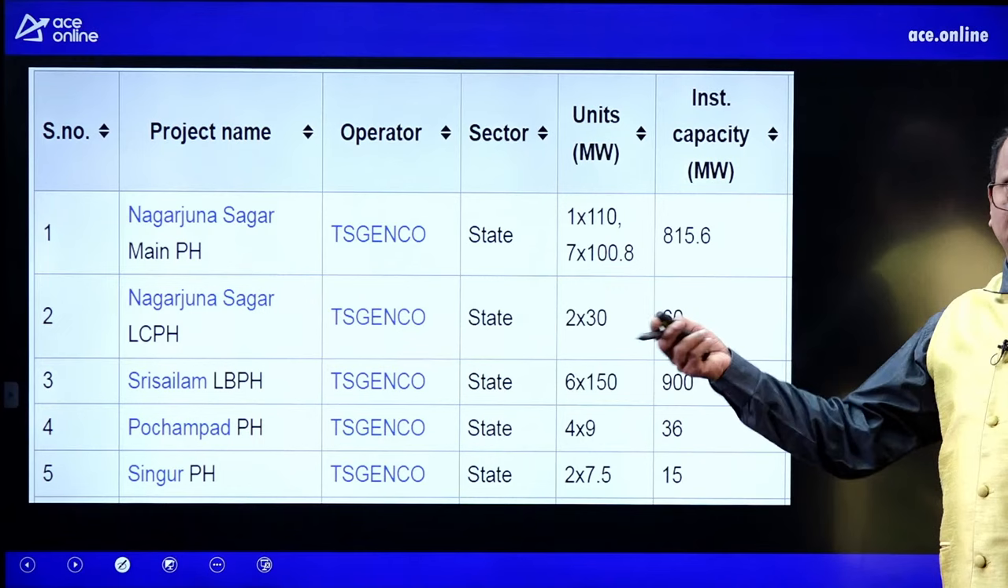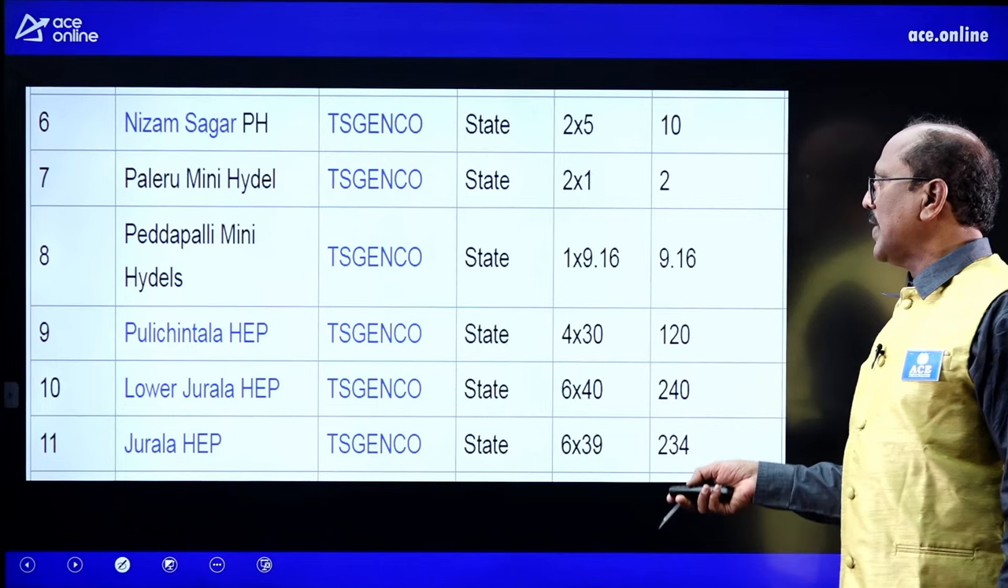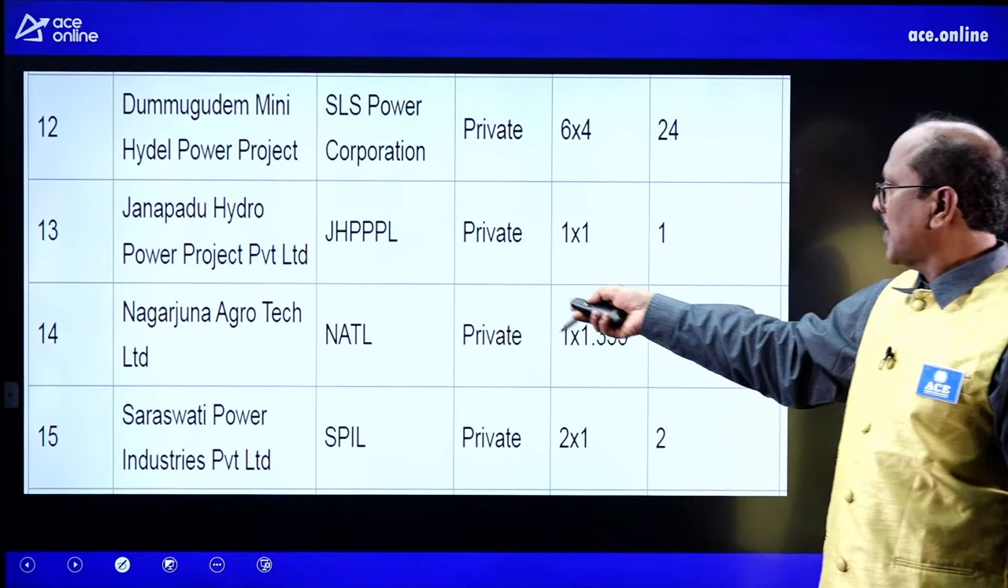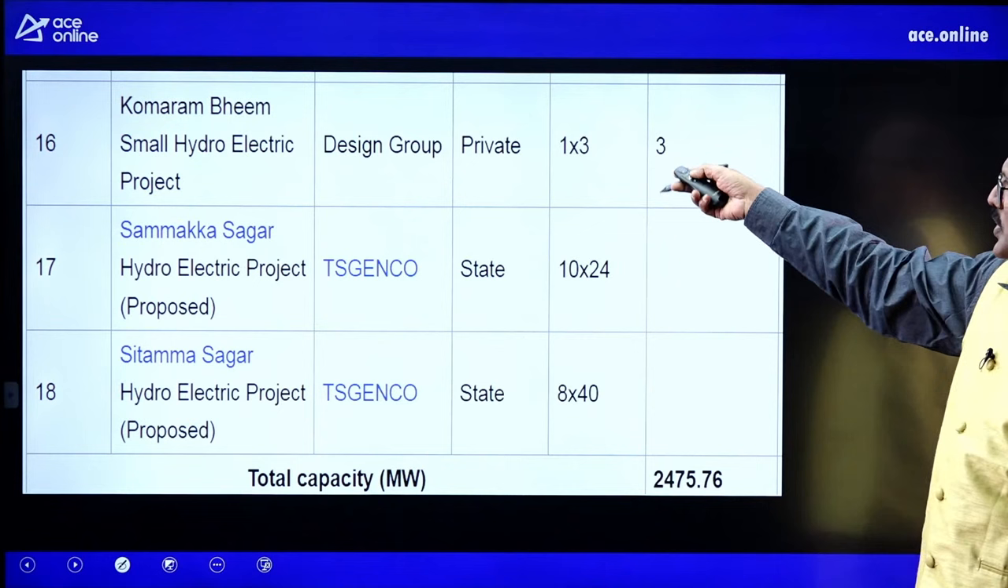So this side, left wing of the Telangana. So Paleru, Peddapalli, Pulichintala, as I told you, 120 megawatt. Lower Jurala, Edworks also 234. Then Dummugudem, then Jannaram, Nagarjuna private works. So these are the private power generations. Even KC Canal also, they initiated nowadays. So Kommaram Bheem also, this one initiated a small power plant. These are called micro hydro power plants.